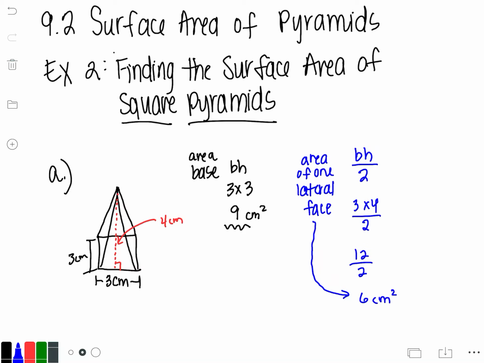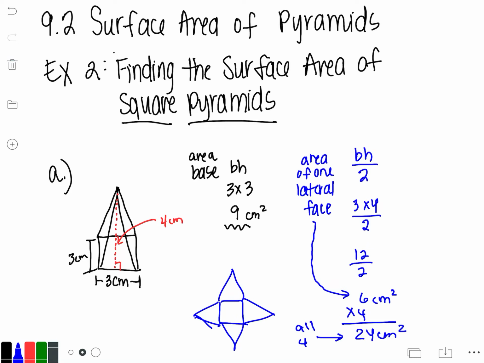Since the base is a square, it means you have 4 lateral faces. And let me draw a net so you can see what I'm talking about. You've got one base, one square, and then you would have 1, 2, 3, 4 triangles that come and form the lateral faces. So if you want to find the area of all the lateral faces, so all 4, you could multiply 6 times 4 to get 24 square centimeters. So that would be all 4 lateral faces.